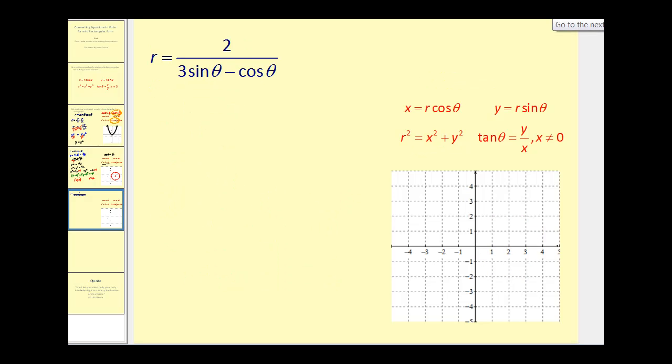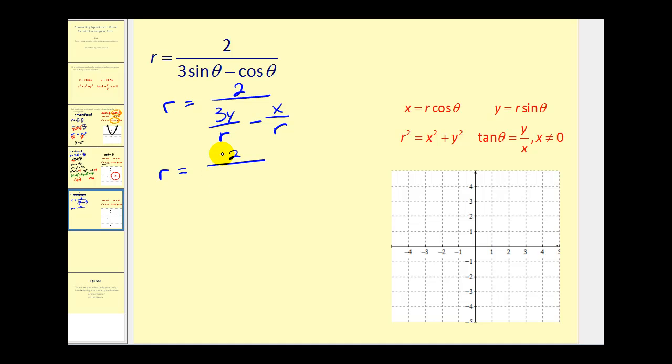Now we have r equals 2 divided by the quantity 3 sine theta minus cosine theta. As you can see, I usually like to leave the r in the equation temporarily. So let's go ahead and do that. We'll have r equals 2 divided by 3 times sine theta. Well, sine theta would be equal to y over r. So we'd have 3y over r minus cosine theta, which is x over r. Notice here we have a common denominator.